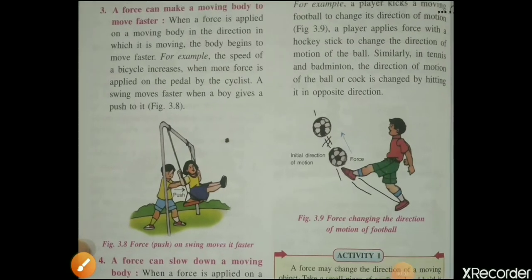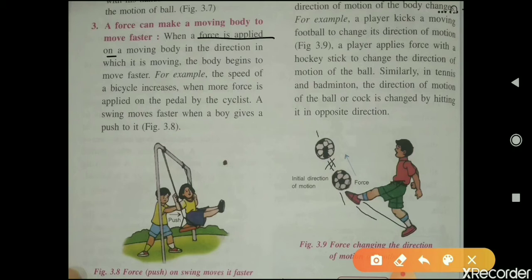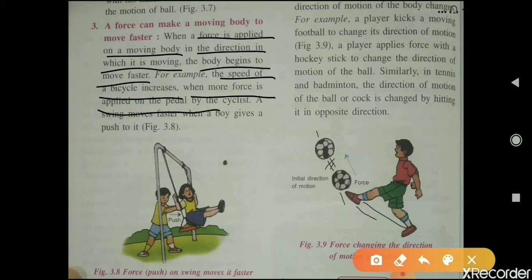Third one is a force can make a moving body move faster. Means if we apply force on a body which is already moving, the speed of the body will increase. When a force is applied on a moving body in the direction in which it is moving, the body begins to move faster. Means if we apply force in the same direction in which the body is already moving, the body will move faster. For example, the speed of a bicycle increases when more force is applied on the pedal of the cycle by the cyclist.